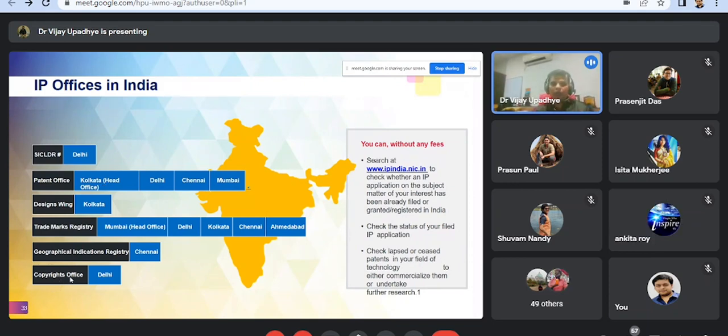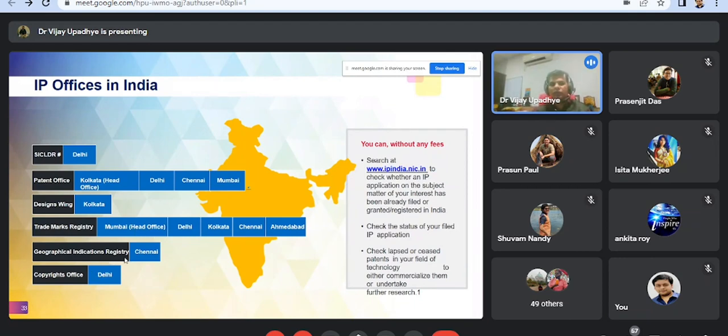Another, we will see the copyright office. The main headquarter is at Delhi. For the design wing, again Kolkata is there. For the trademark registry, you can do the registration from Delhi, Kolkata, Chennai, Ahmedabad. But the main head office is located at Mumbai for trademark.